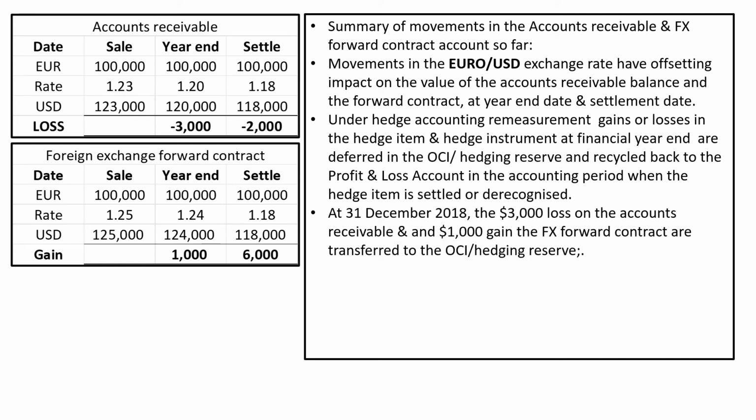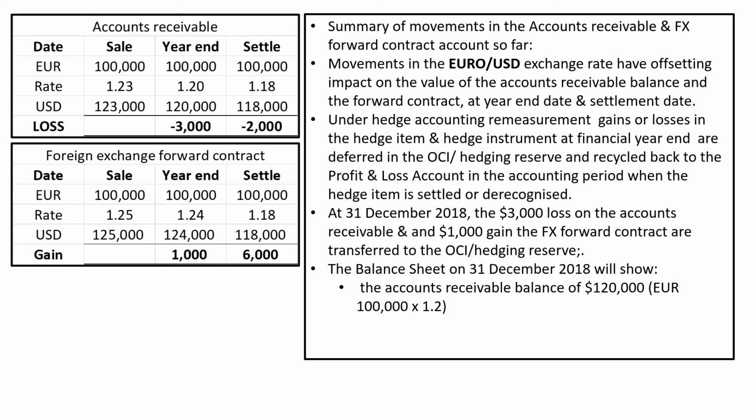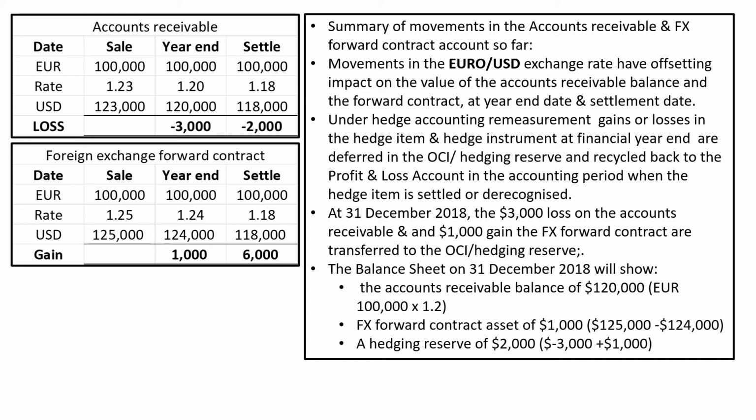So at 31st December 2018, the $3,000 loss on the accounts receivable and the $1,000 gain on the FX forward contract are transferred to the OCI and hedging reserve. The balance sheet at 31st of December 2018 will show the following balances: the accounts receivable balance of $120,000, the forward contract asset of $1,000, and the hedging reserve of $2,000.